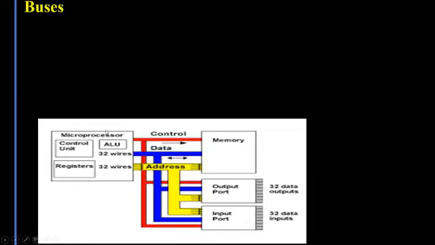Now, buses. Look at this diagram here. We are talking about buses. When we talk about buses, we mean channels. But these channels are electronic. Within the computer, there are several components, and these components communicate with each other. They follow the channels to link one component within the computer to another.